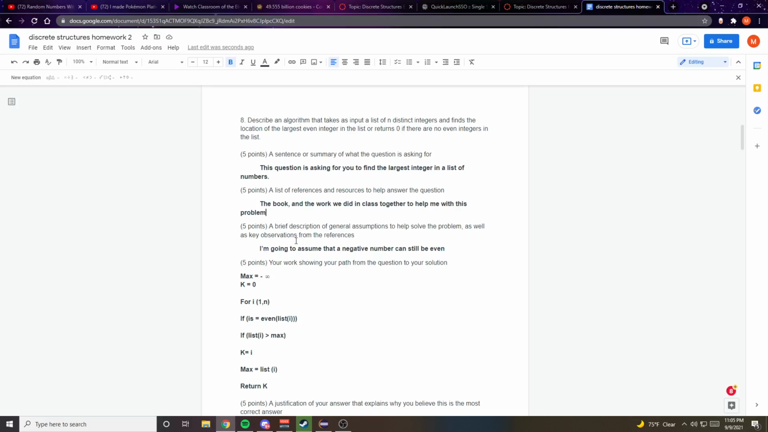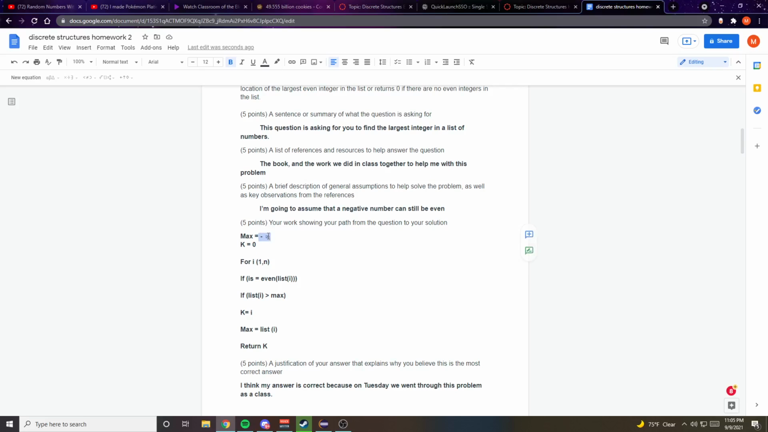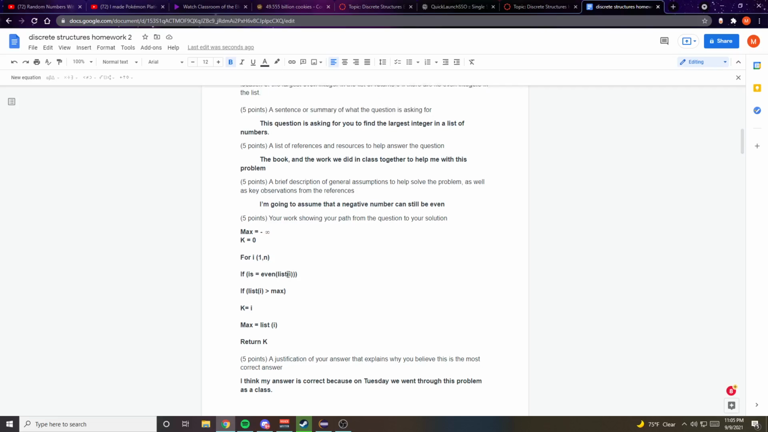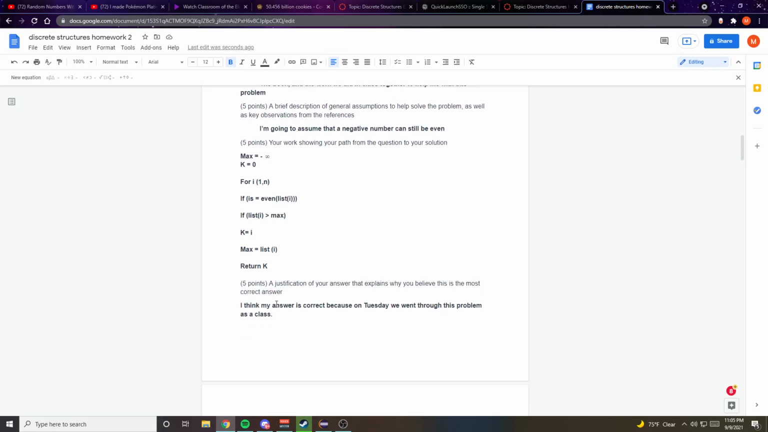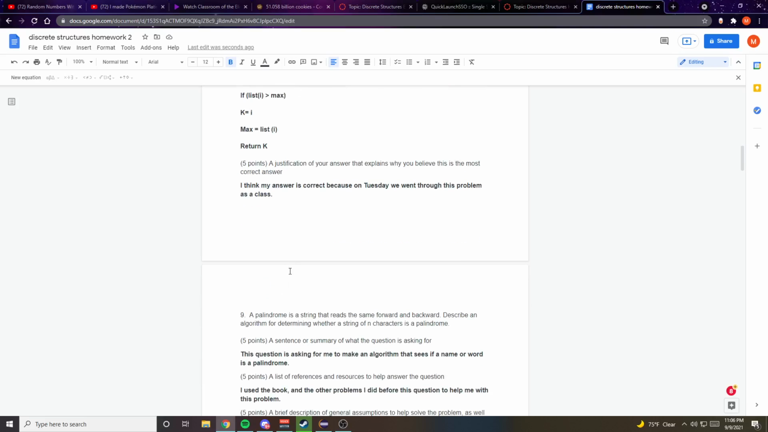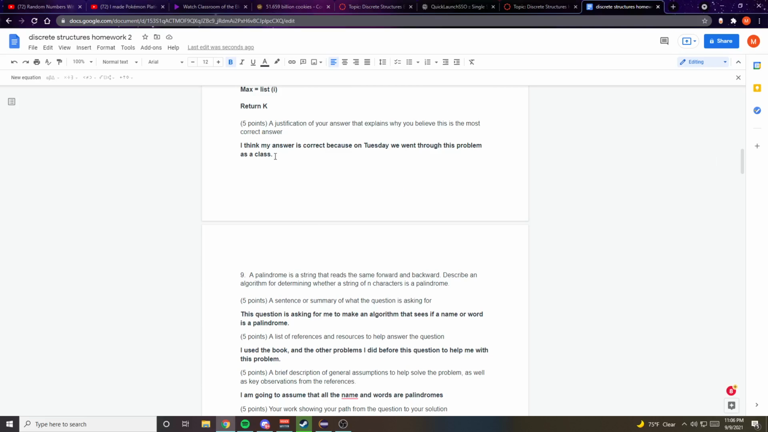I'm going to assume that a negative number can still be even. So max is negative infinity. It's kind of hard to see the infinity, but it's fine. k equals 0, for i in the list. If list i is even, and list i is greater than max, then k equals i, then max equals list i. Return k. Basically, if it's greater, we keep updating k. Justification: we did this in class on Tuesday, so I'm pretty sure it's right. At least I hope we all did it right during class.